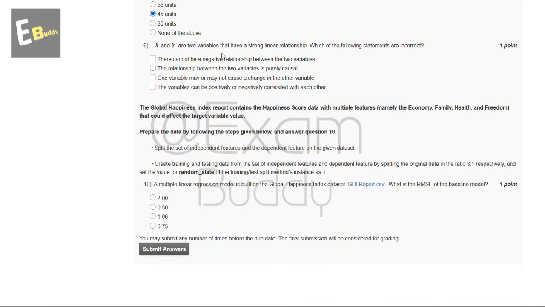X and y are two variables that have a strong linear relationship. Which of the following statements are incorrect? So these are the options and the answer of our ninth question is A and B. And now let's go to our question number 10.